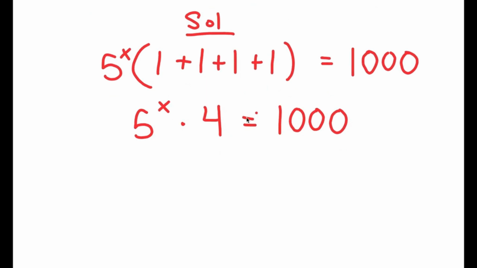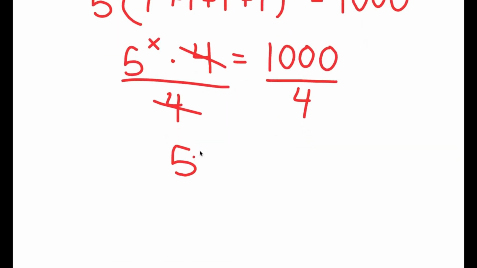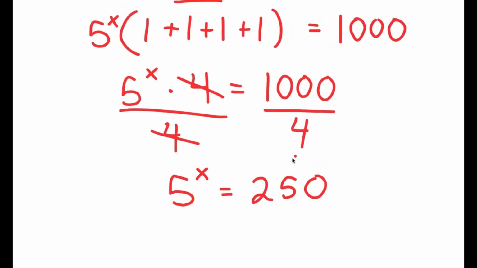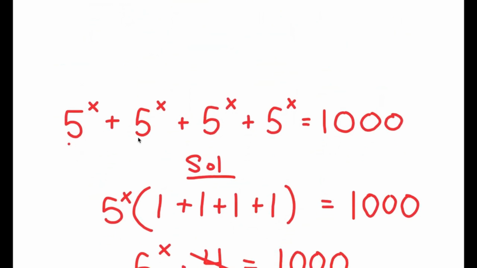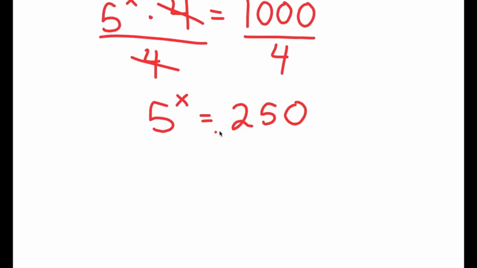Now, we want to isolate x, so I'm going to divide both sides by 4. So then these two cancel out, and I get 5 to the power of x is equal to 1,000 divided by 4, which is 250. So from this large equation here, we got up to an equation that is significantly smaller.